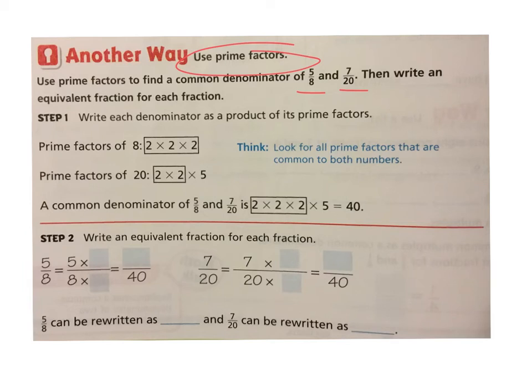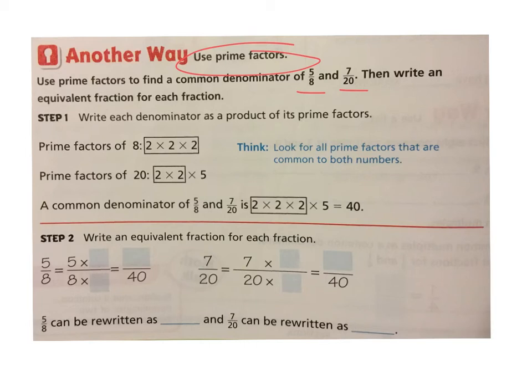So prime factors of 8, okay? So we know that 2 times 2 times 2 equals 8, and they're all prime numbers. Prime factors of 20 is 2 times 2 times 5. So just like we did in the first method, we're going to look for everything that they have in common, okay? And you can see all the prime factors that are common to both numbers. So 2, 2, 2, and 2, 2.